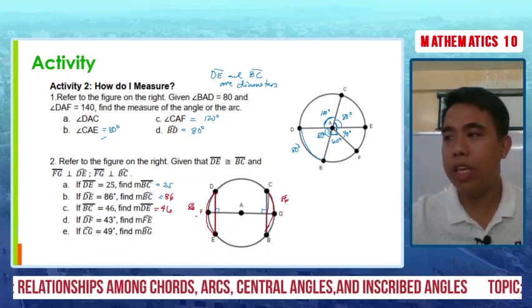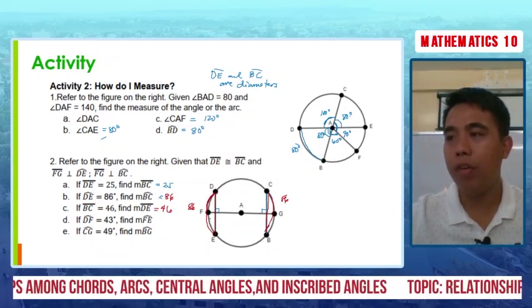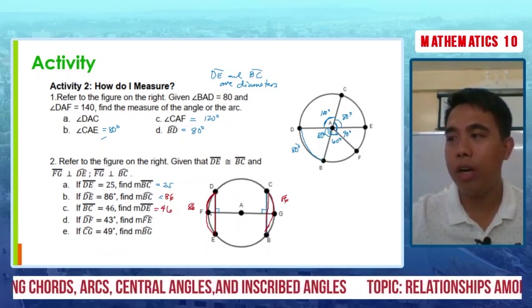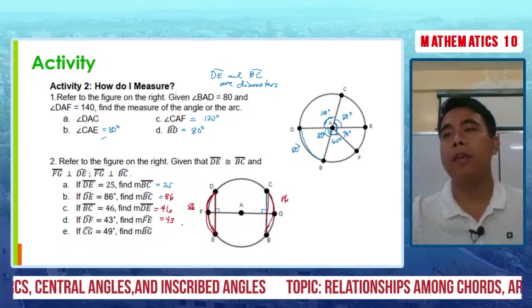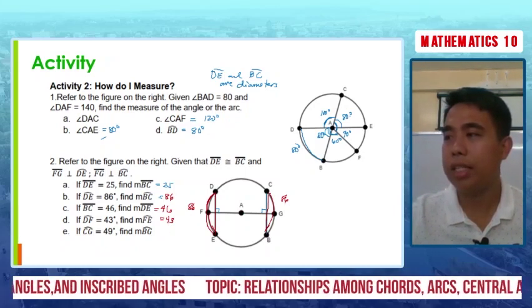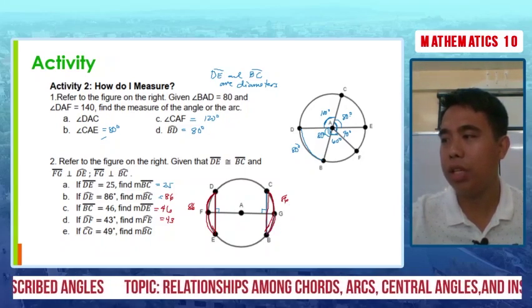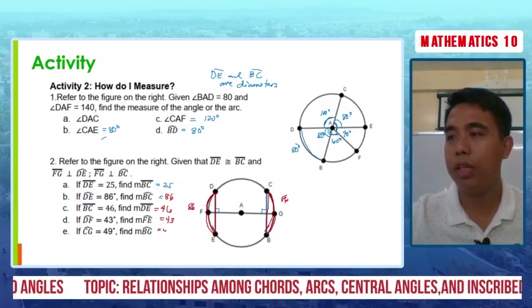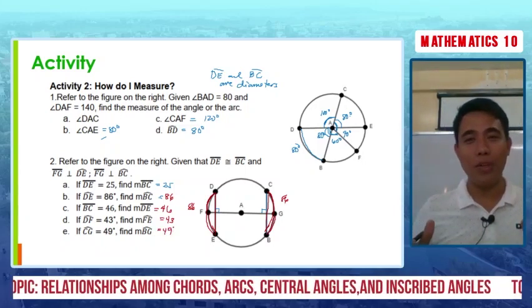And then DF, so arc DF, this one, 43 degrees. Therefore, FE is also 43 degrees by Theorem 3. If CG, ayan, arc CG is equal to 49, then BG is also equal to 49 degrees. Okay? We are done with activity 2 in your module.